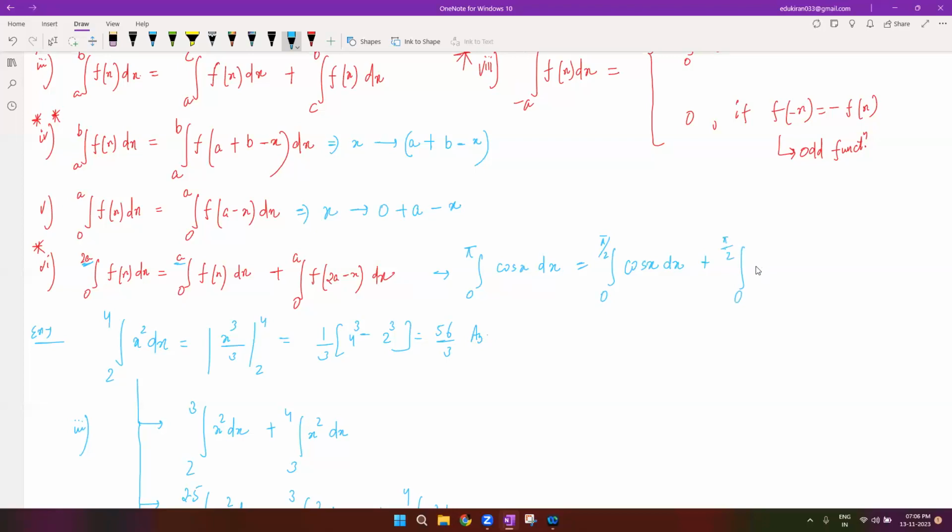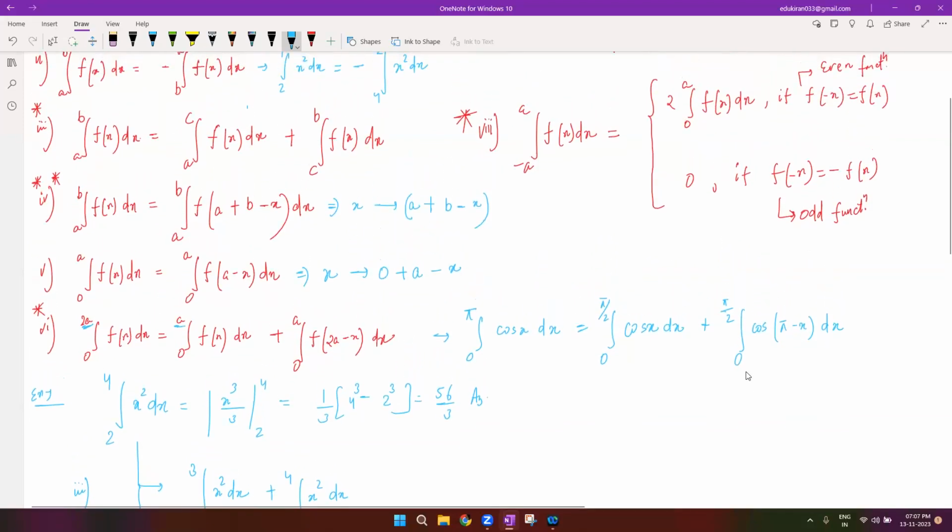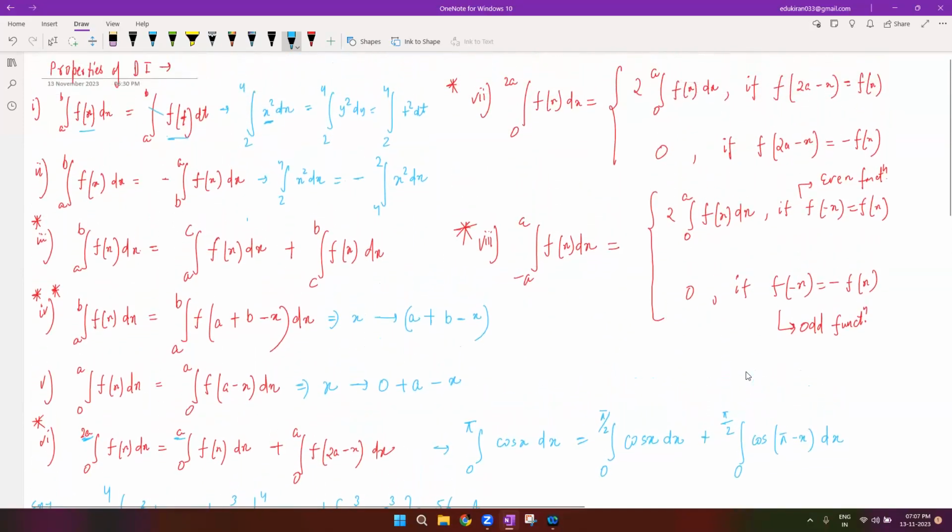So I can integrate cos x dx from 0 to pi by 2, and with the same limits, 0 to pi by 2, I can integrate cos of 2a minus x. That is, change x to 2a minus x. What is 2a here? Pi. So cos of pi minus x dx. This is the application of the sixth property. Now, when to apply the sixth property, we will discuss. It is an important property, but will not be used a lot.